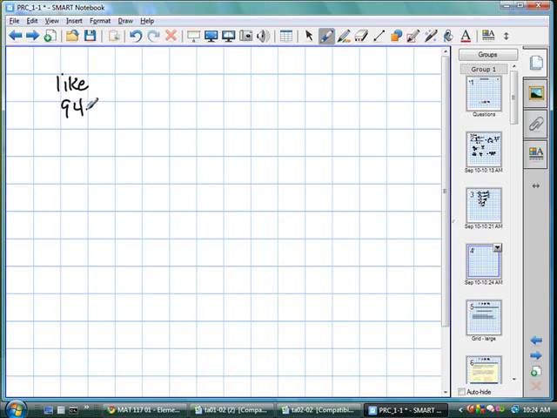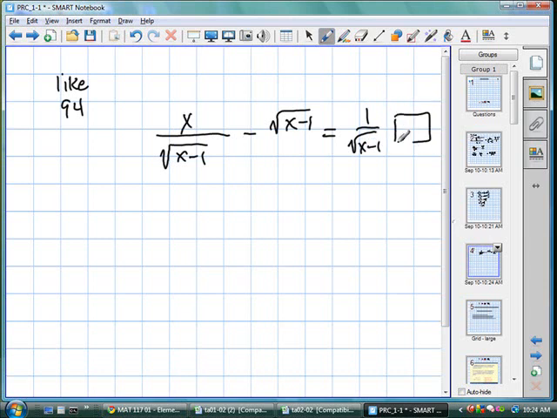You're supposed to insert the missing factor. All right. Well, let's say x over the square root of x minus 1, minus the square root of x minus 1. And that's equal to 1 over the square root of x minus 1 times the missing factor.